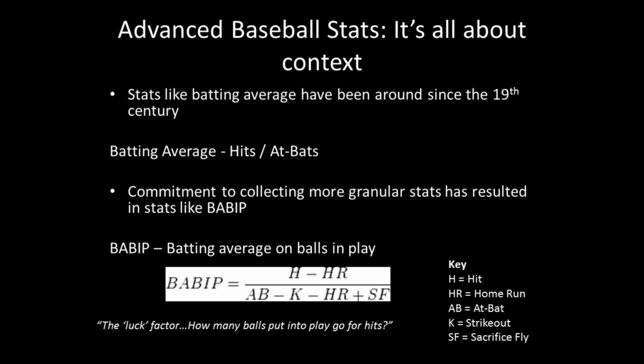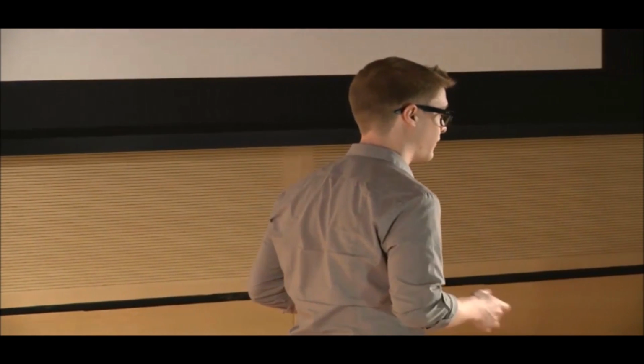And what baseball statisticians like to refer to this as is the luck factor. How lucky did a player get? When he put the ball into play, how often did it go for a hit? So looking at this in application for Major League Baseball, let's take the example of Brandon Moss, a first baseman for the Oakland Athletics.